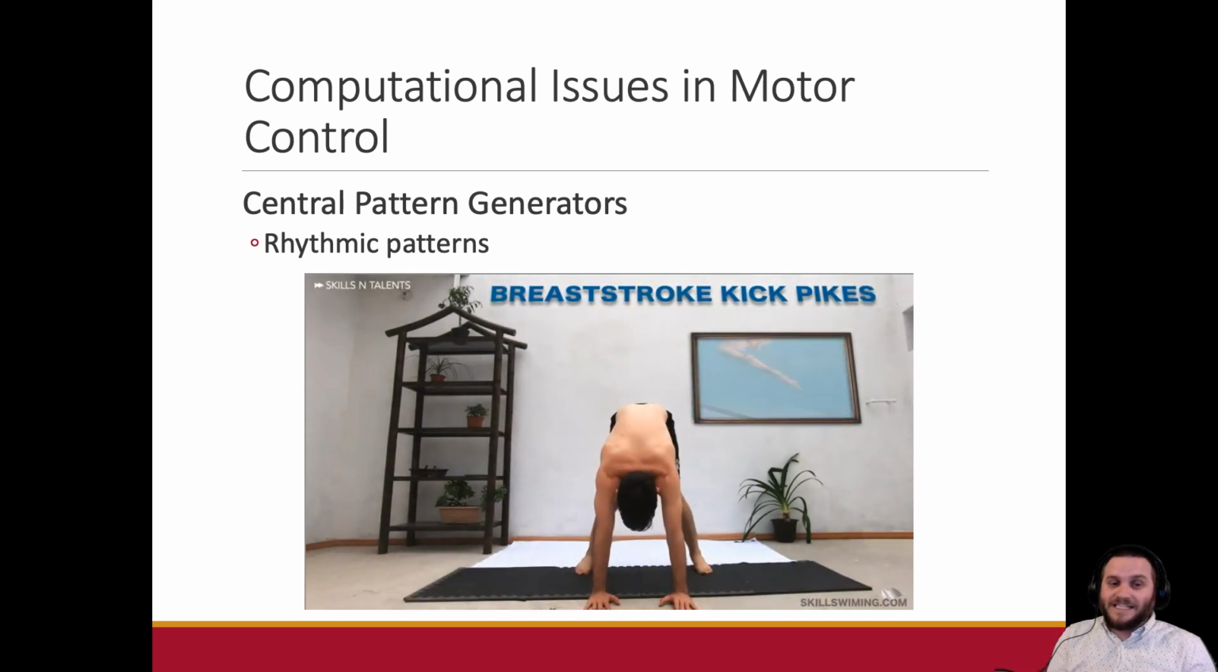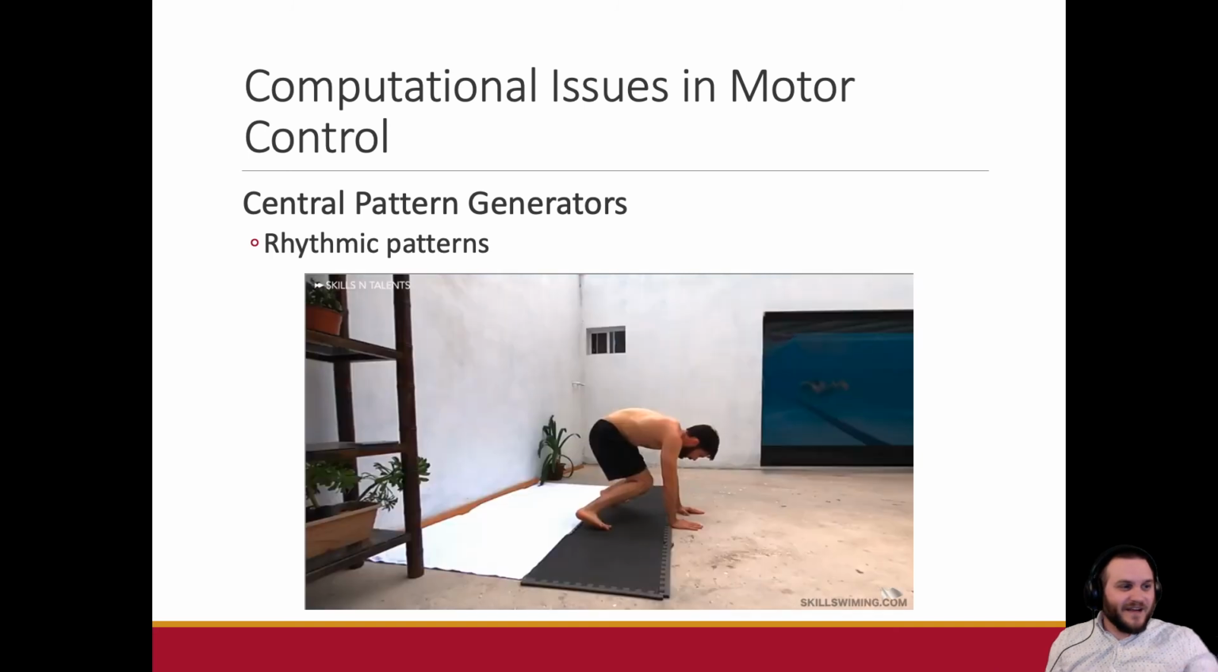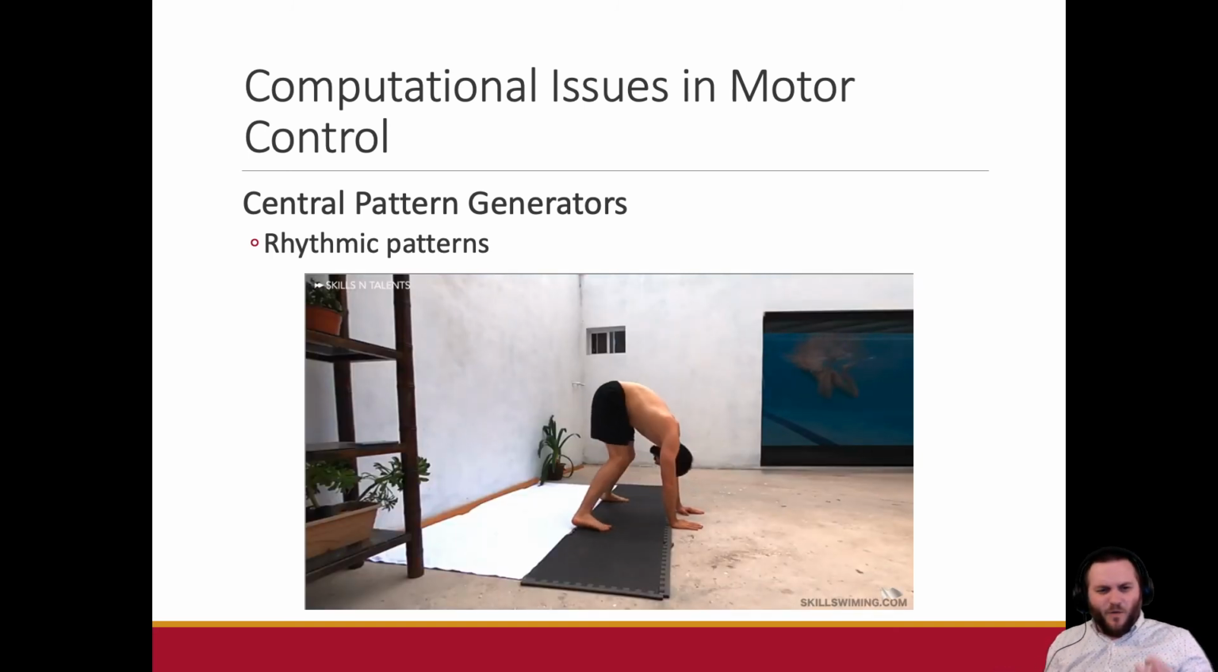I think this is amazing because he's doing those movements, right? That's what he's doing. Generating.